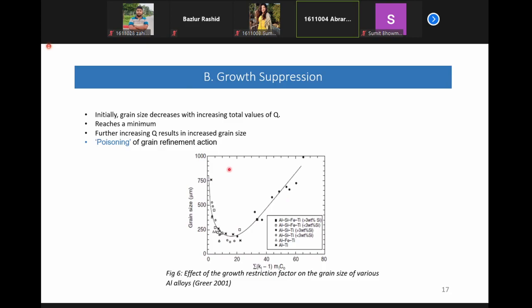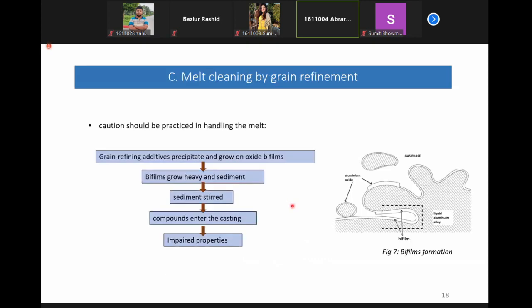The way they explained this is that, for example, most of the alloys on this part of the curve are ones where we have silicon additions on top of titanium as well. And when we increase the amount of silicon within the melt, it tends to poison the grain refining action of titanium. Okay.